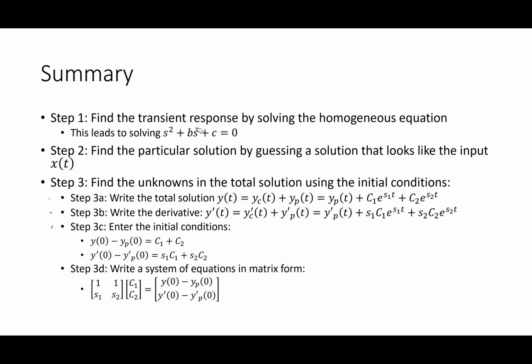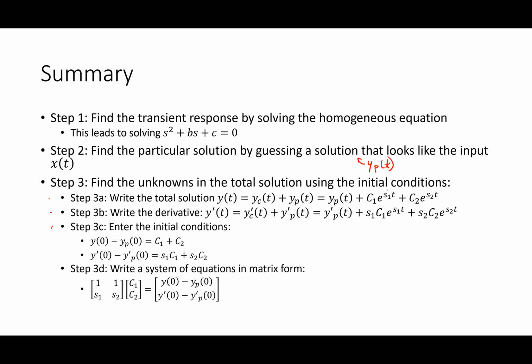Step two, we find the particular solution by guessing a steady state solution, or y_p of t, that looks like the input, x of t. So if we have a constant input, we'll guess a constant output, or a constant y sub p. If we have a cosine input, we'll guess a cosine y sub p. That's always important for us to remember. And then what we need to do is to find the unknowns in the total solution using the initial conditions.